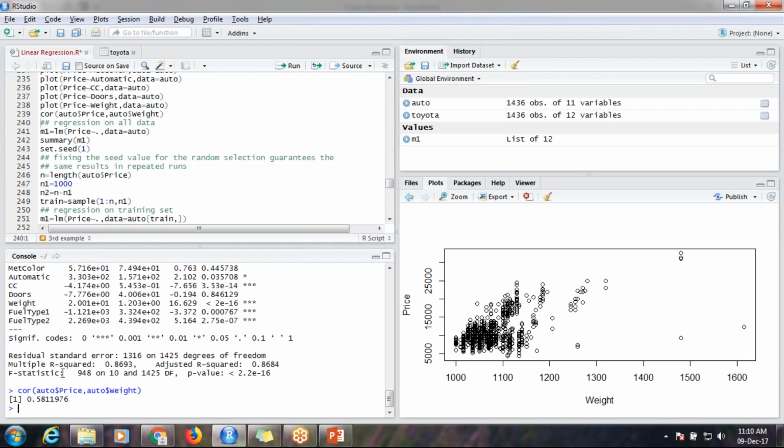And coming to F statistics. So here I have 10 variables, and total degree of freedom is this. So it is my total number of observations that I have, and degree of freedom plus 1. So number of variables is 10 plus 1, 11. That is 1436 minus 11, which would be 1425. So this is my degree of freedom here. And on the basis of this, I'm checking that my p value is less. So this model is making a significant contribution. And also my R square and adjusted R square are quite close to each other.